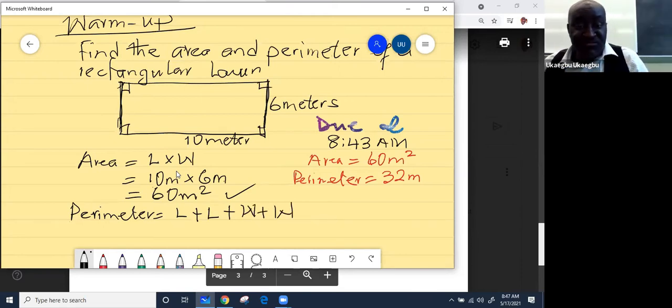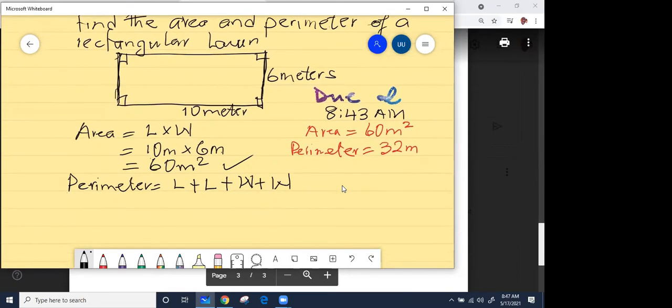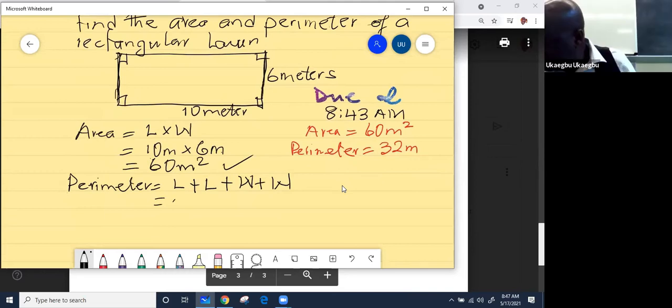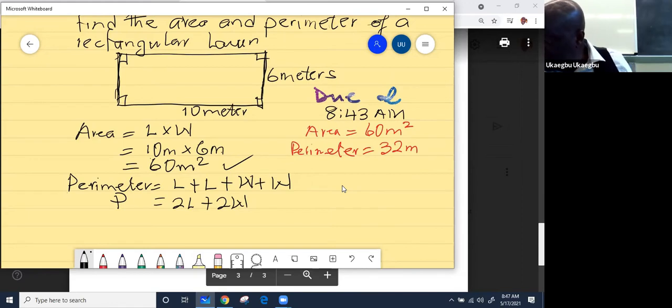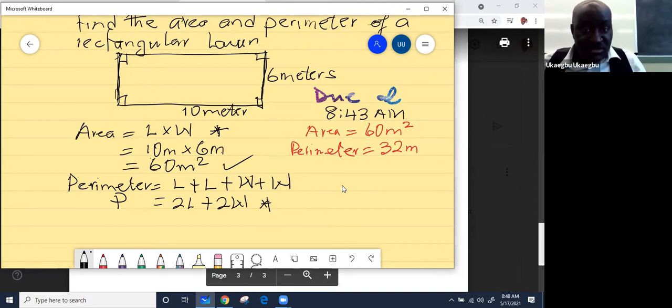Is there another way of rewriting this very formula? 2 times length plus 2 times width. Okay, 2L plus 2W. And that's perimeter. Now, we have to note these two formulas. Note this one and also note this one. Okay. So now let's substitute the numbers.